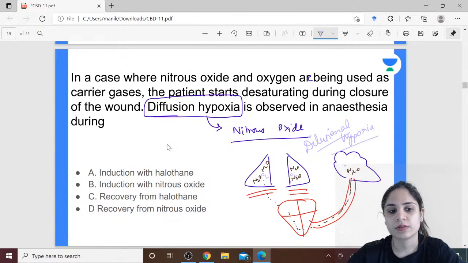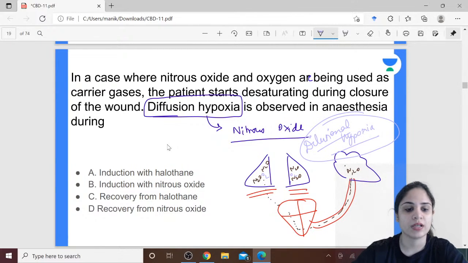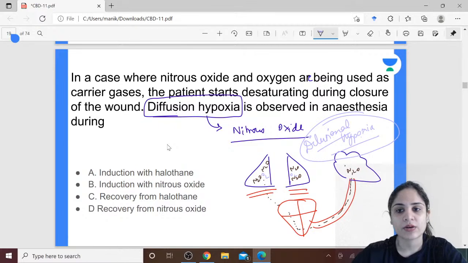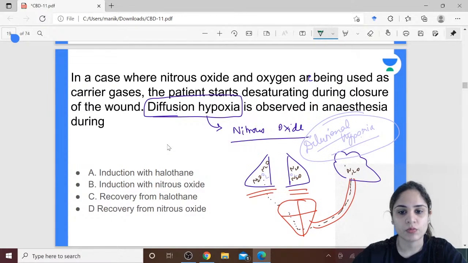Okay, so the nitrous oxide is diluting the entire oxygen that is present in the lungs, and that is why I am having dilutional hypoxia. Okay, so this is called diffusion hypoxia or dilutional hypoxia. How do I combat this condition? Before I switch off the nitrous oxide, what I do is increase my oxygen flows so that my lungs are full of oxygen.